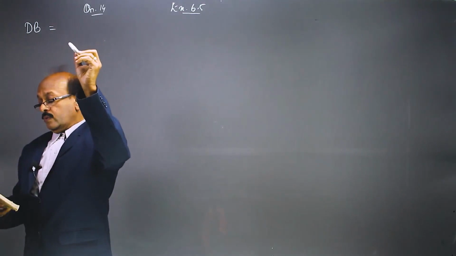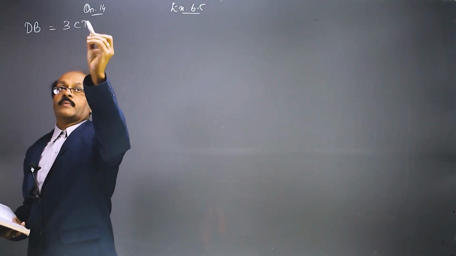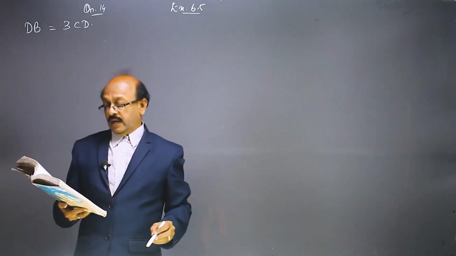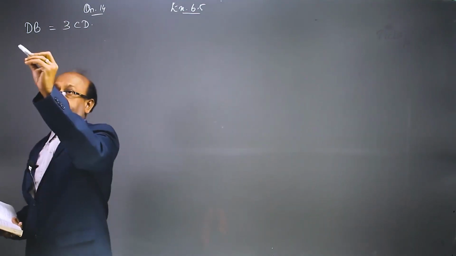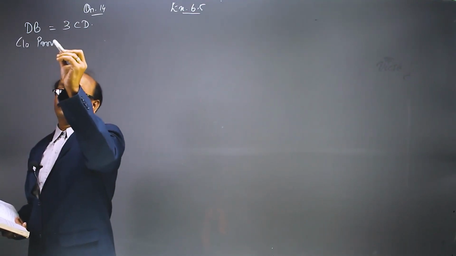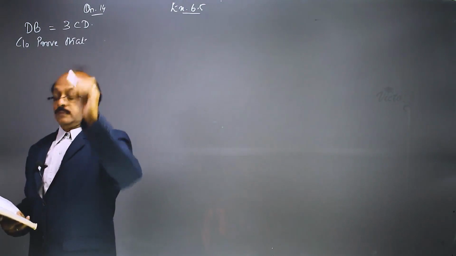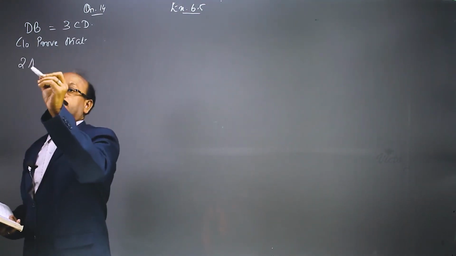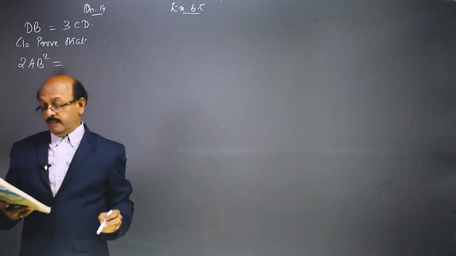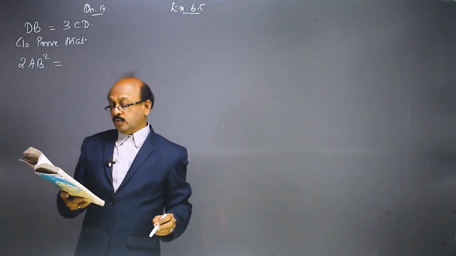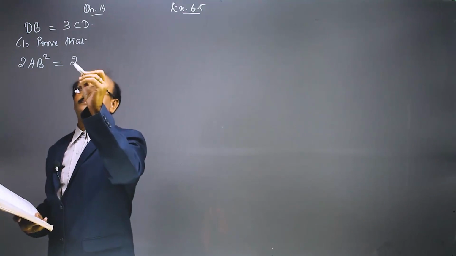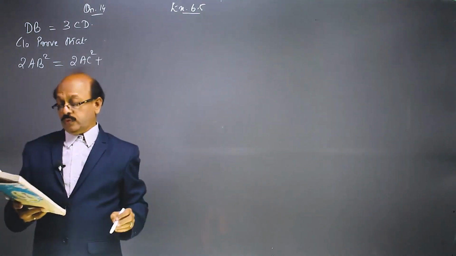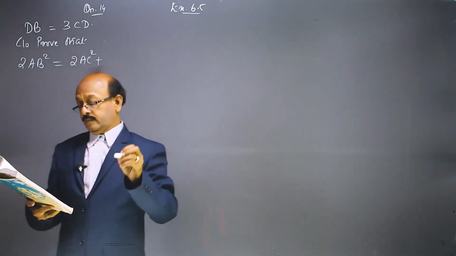DB is equal to 3CD. And we have to prove that 2AB square is equal to 2AC square plus BC square.